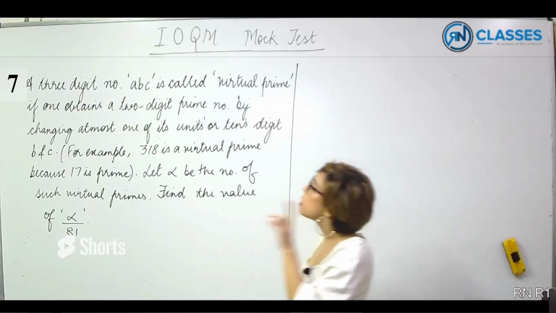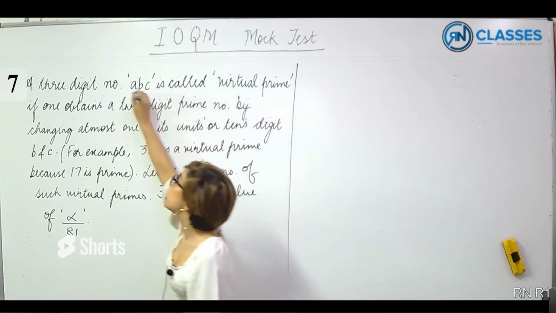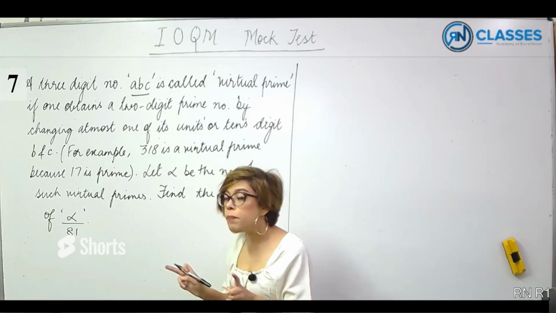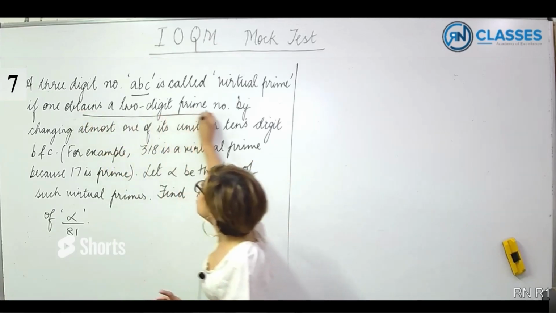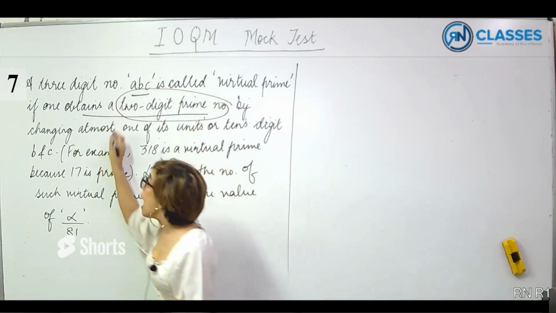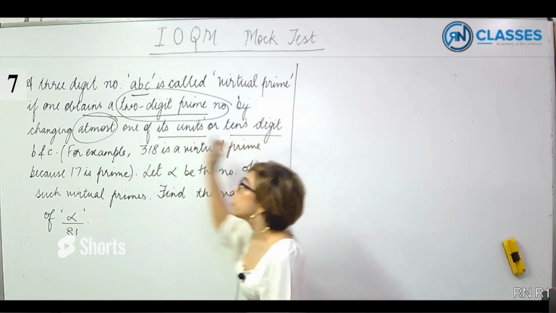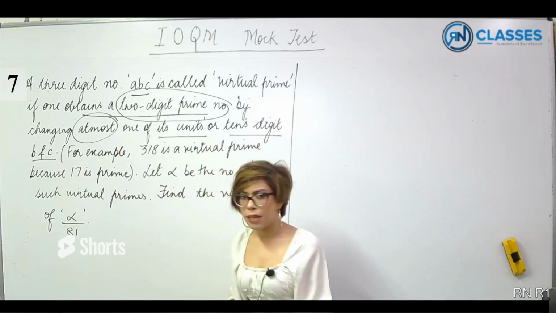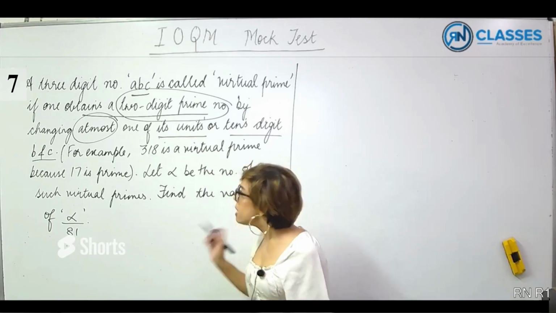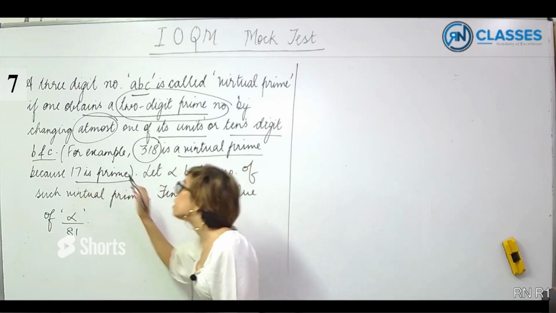Now he says a 3-digit number ABC is called virtual prime. A 3-digit number ABC is a virtual prime when one obtains a 2-digit prime number by changing at most one of its units or 10th digits B and C. Okay, so I don't understand this, but he has given us an example. He says 318 is a virtual prime because 17 is prime.